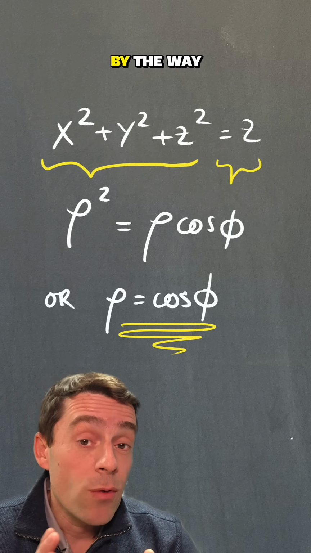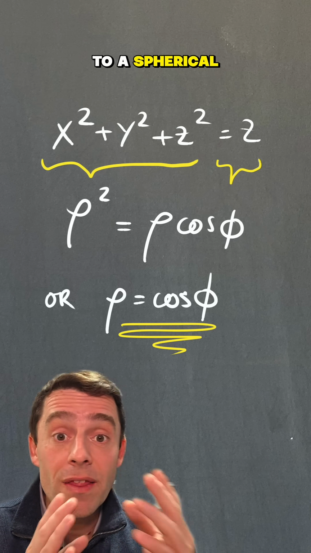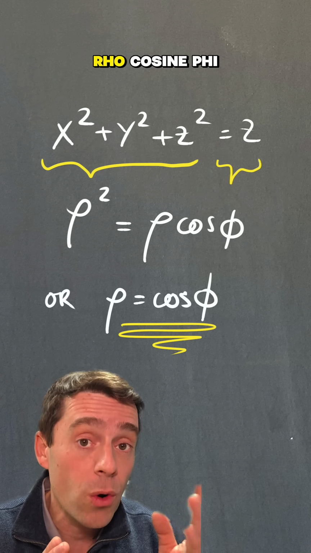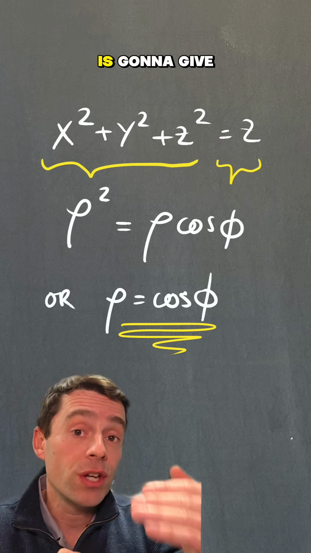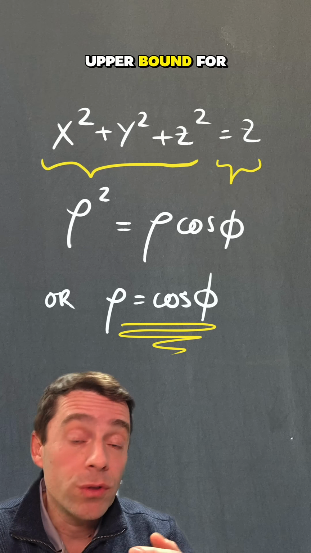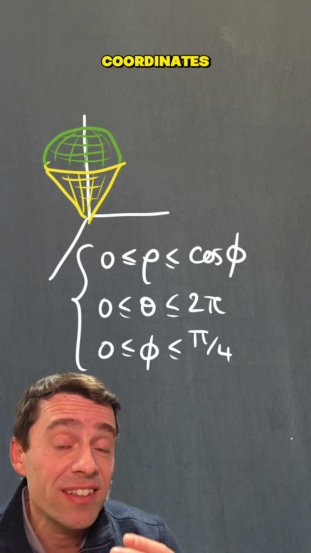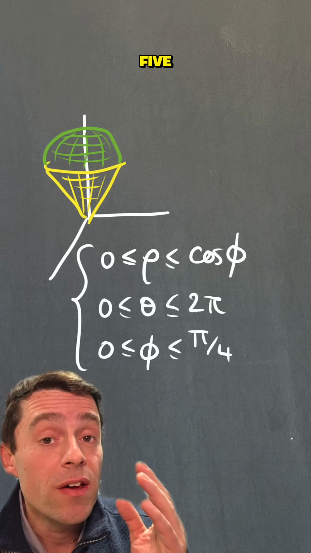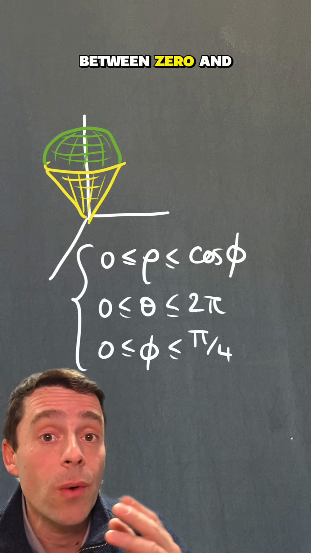By the way, if you use the usual change of coordinates to spherical, the equation of this sphere becomes rho squared is equal to rho cosine phi. So rho is equal to cosine phi is going to give us the upper bound for rho. Therefore, this ice cream cone in spherical coordinates is given by rho between 0 and cosine of phi, for phi between 0 and pi over 4, and for theta between 0 and 2 pi.